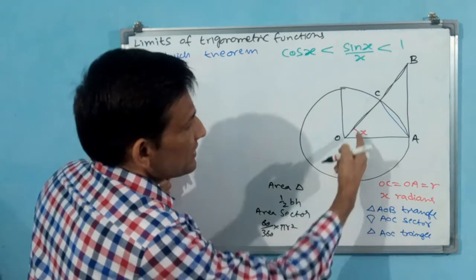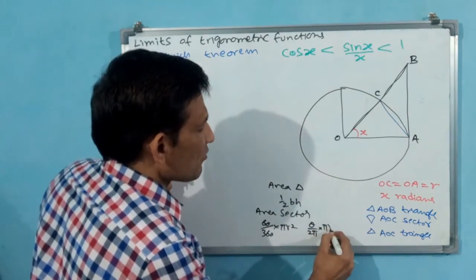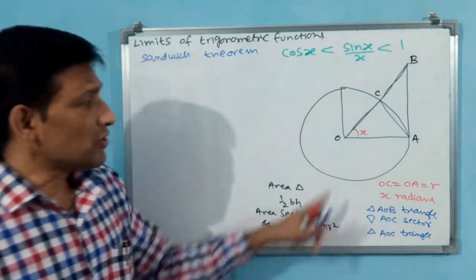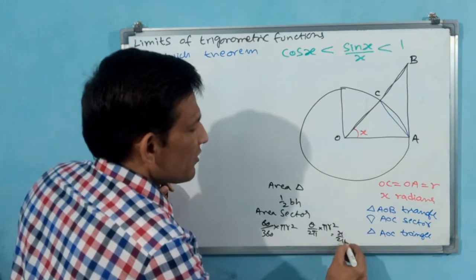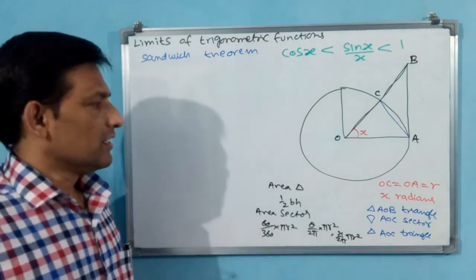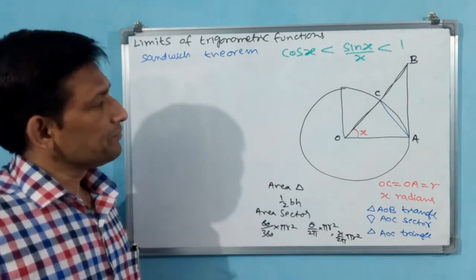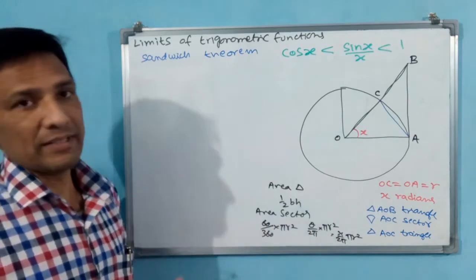Here x is theta. Theta by 2 pi into pi r square. But theta is here x, then we can write this as x by 2 pi into pi r square. Is it okay? These are fundamental things you have to know before proceeding.